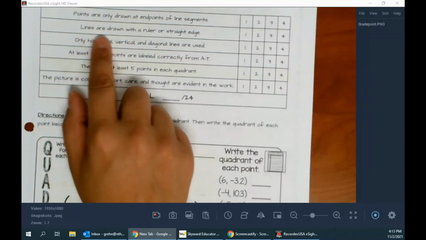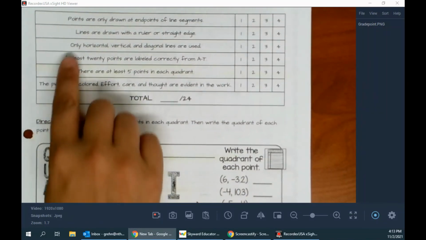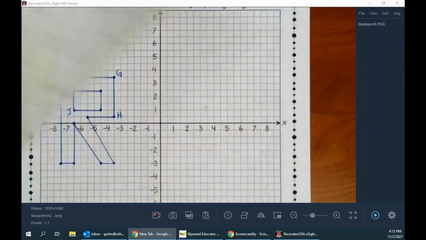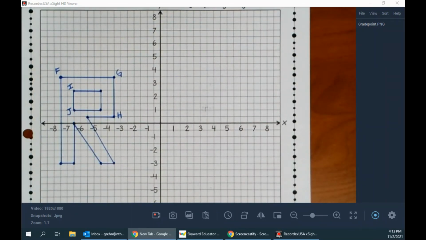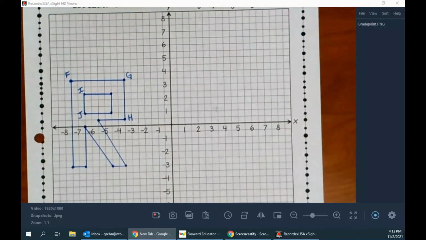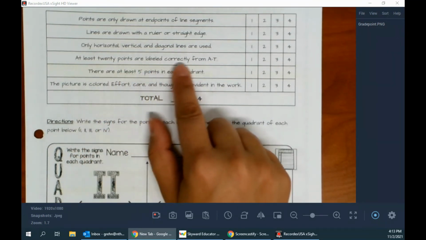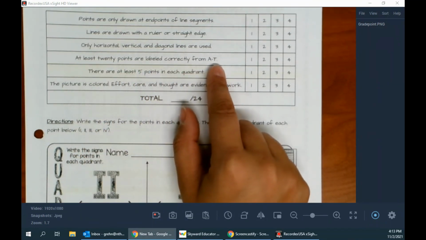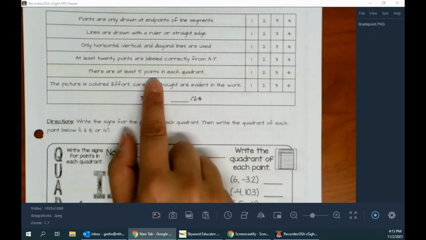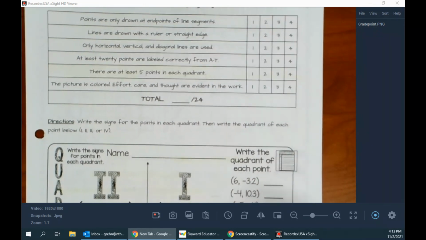Right, the next thing, lines are drawn with a ruler or straight edge. So I used a ruler to make all my lines. Only horizontal, vertical, and diagonal lines are used. So you can see I don't have any curved lines here. They're either straight up and down, straight left and right, or diagonal. At least 20 points are labeled correctly from A to T. I haven't finished mine yet, but I'm getting there. There are at least 5 points in each quadrant. Again, I'm not done yet, but that's what my goal should be.